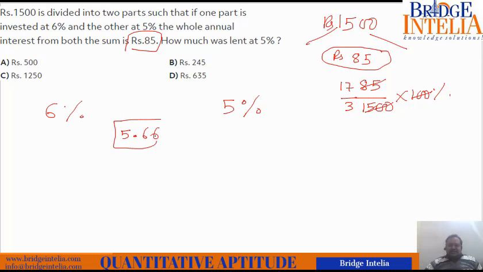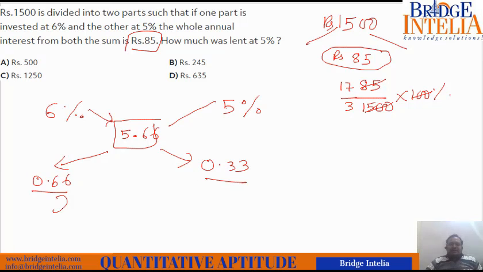5.66. So you can find out the ratio in which these amounts were lent. What is the difference between 6 and 5.66? 0.33. What is the difference between 5 and 5.66? It is 0.66. So what is the ratio of these two numbers? 2 is to 1. So now it is clear in what ratio 1500 was lent out. So 1500 was lent out in the ratio 2 is to 1.